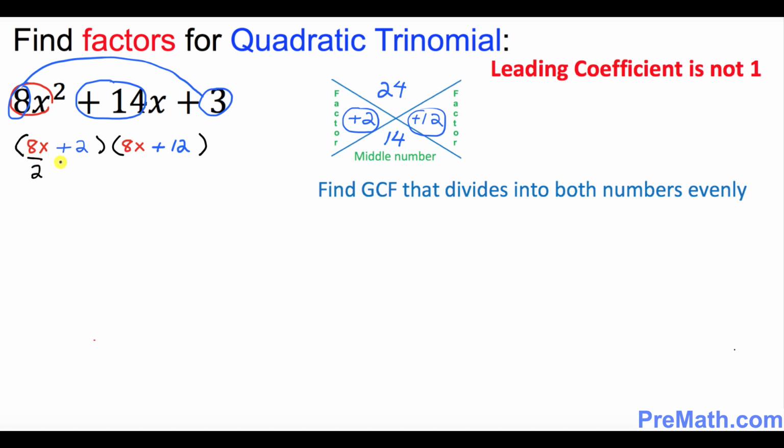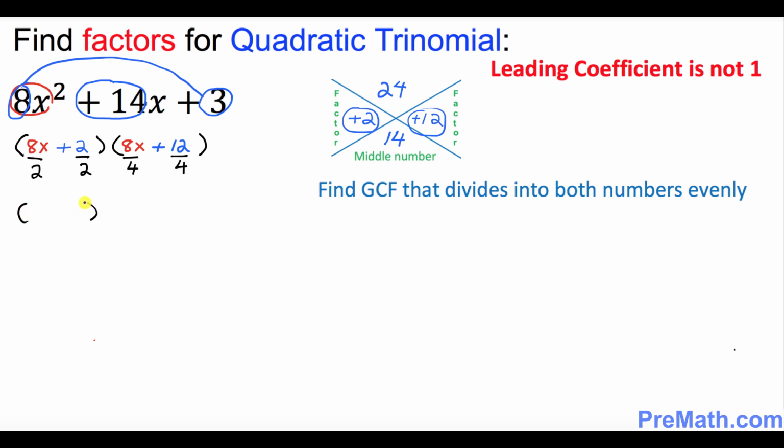So 2 is the biggest number that divides into both of them. So divide 8 and 2 by 2. How about in the second parentheses, we got 8 and 12. So the GCF for 8 and 12 is going to be obviously 4. That divides into both of them at the very same time. So let's go ahead and simplify this thing.